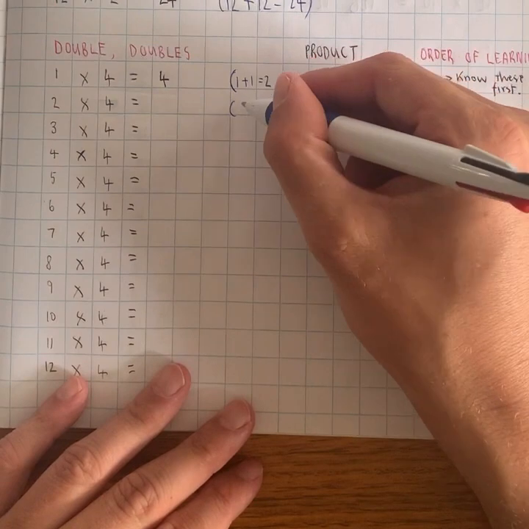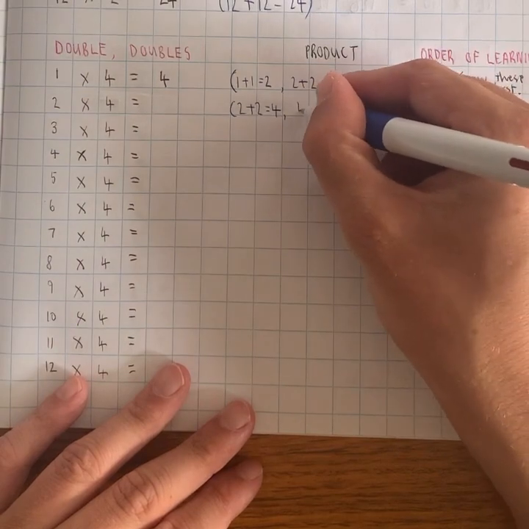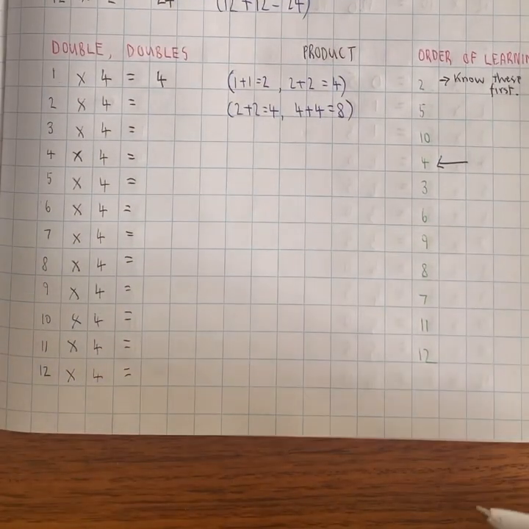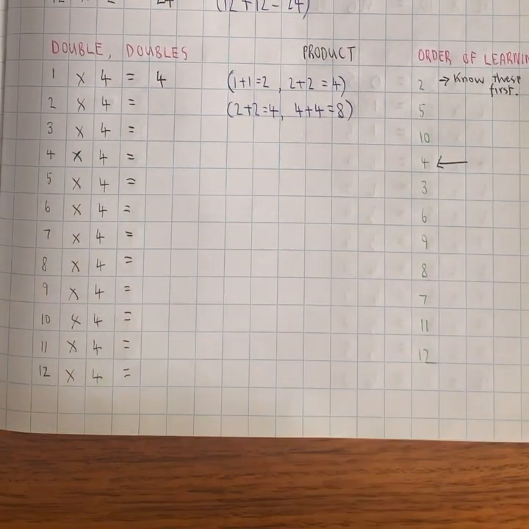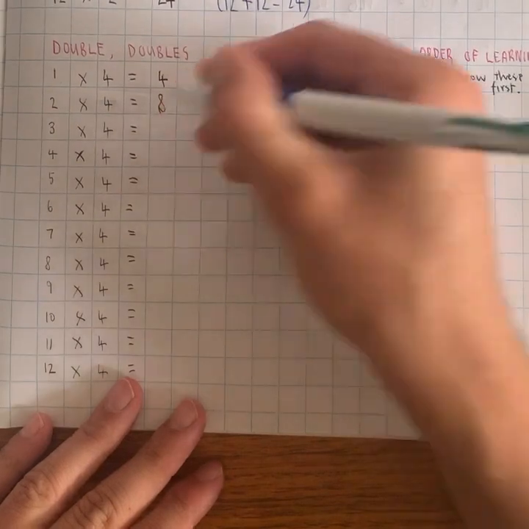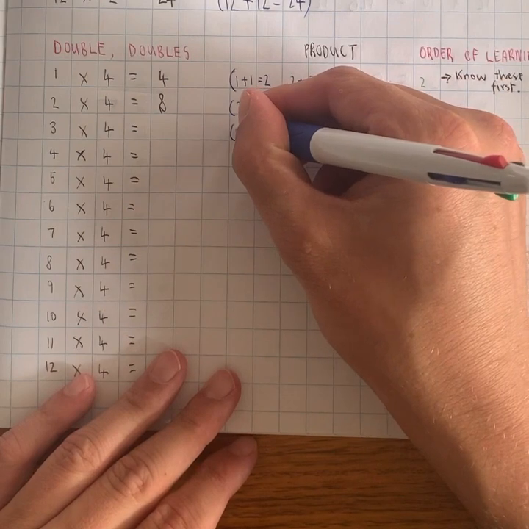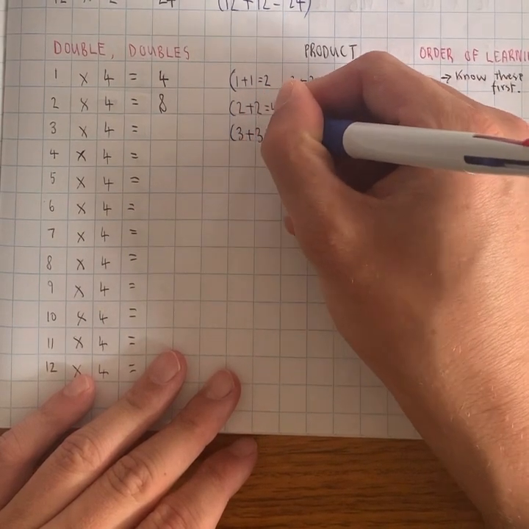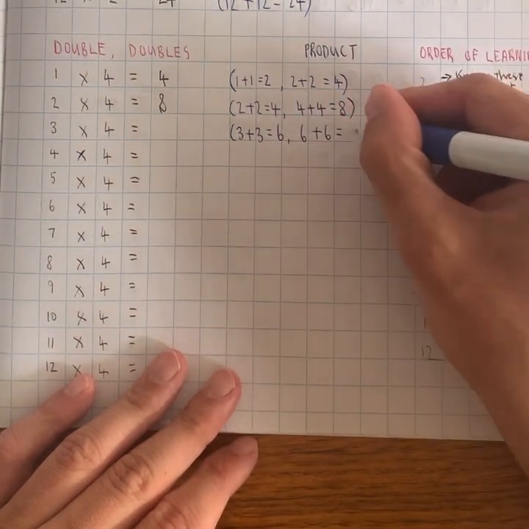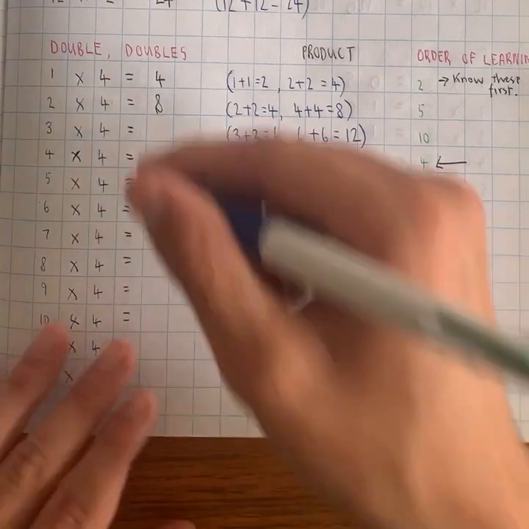So 2 times 4. 2 plus 2 equals 4. And then 4 plus 4 equals 8. As I said in the earlier videos, everything I'm writing here in blue, I'm writing it down because I'm hoping that it will become my thinking one day. And the product there is 8. Okay, I'll do a couple more and then I'm just going to speed it up a little bit. So 3 times 4, so I do 3 plus 3, which is equal to 6. 6 plus 6 is 12. So my answer here, or the product, is 12.